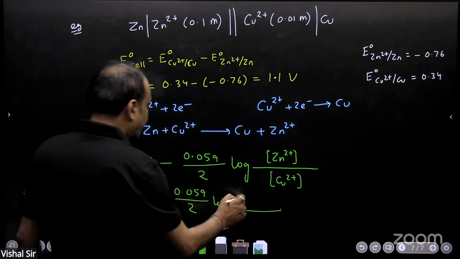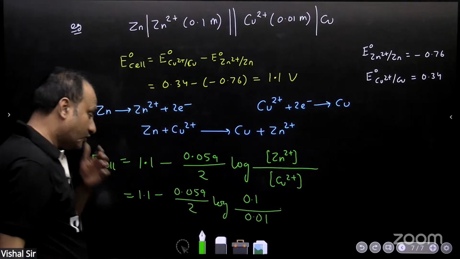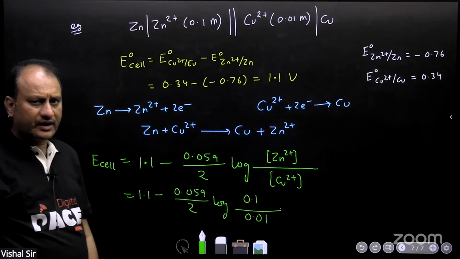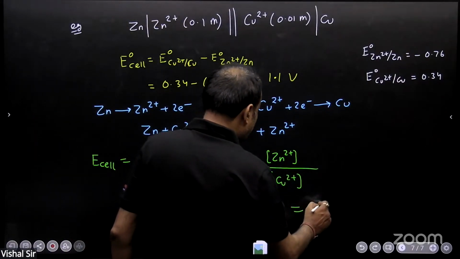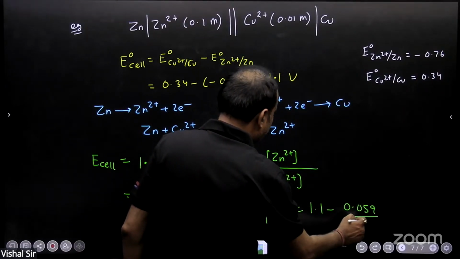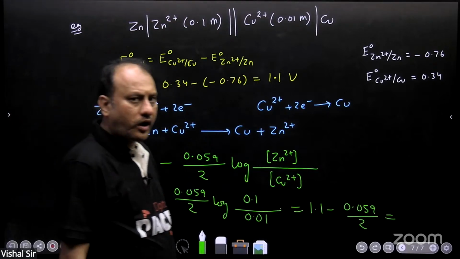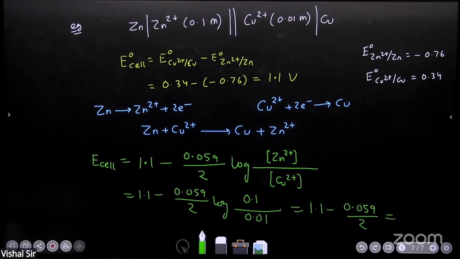Now we can substitute the values to get our final answer. Zinc ion molarity is given 0.1, copper ion molarity is given 0.01. So this will become 10. Log 10 is 1. So 1.1 minus 0.059 by 2, which we can calculate. So how to apply the Nernst equation, and what are the steps involved? I hope it is clear from this example.